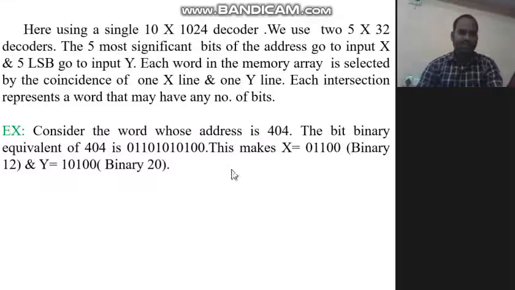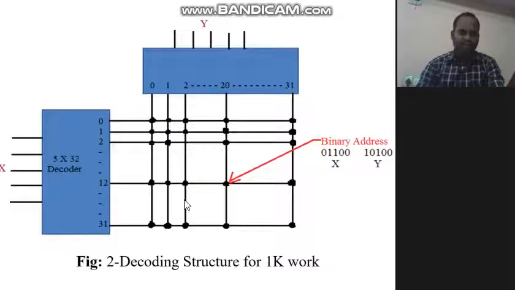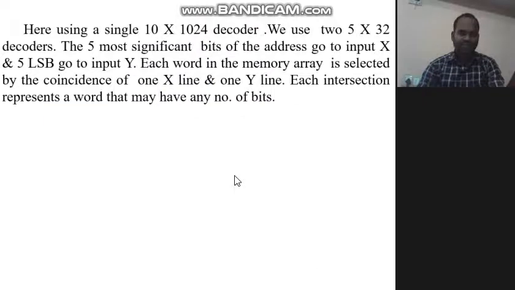So the location for address 404 is 12 in decimal in the x direction and 20 in decimal in the y direction. This is the location for that particular address. From this address we can get, or decode, the memory. So this is the concept of memory decoding.